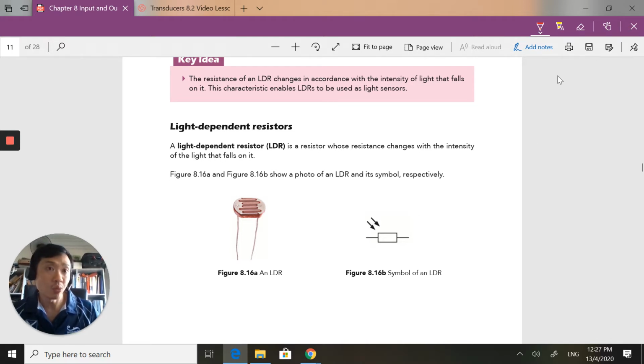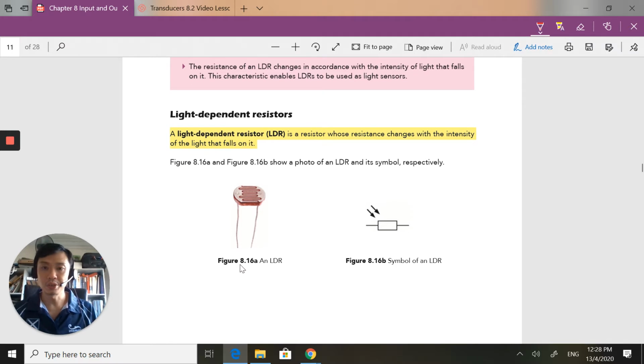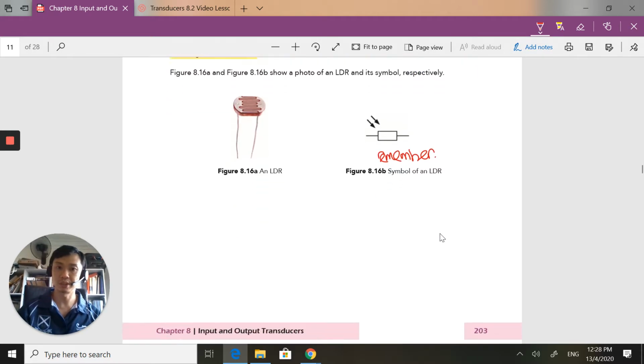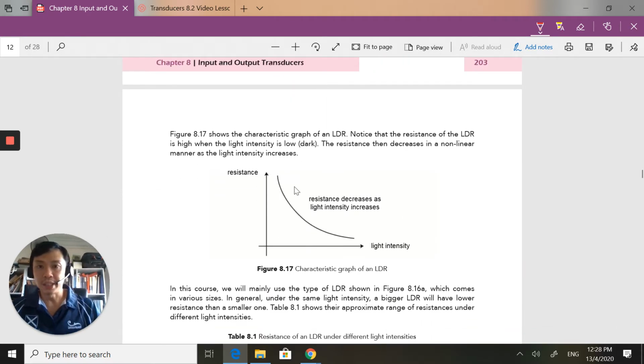So what is an LDR? Please underline: an LDR is a resistor whose resistance changes with the light intensity. This is what it looks like. I'm sure you've found it familiar. And this is the symbol for an LDR, so you also have to remember how to draw this.